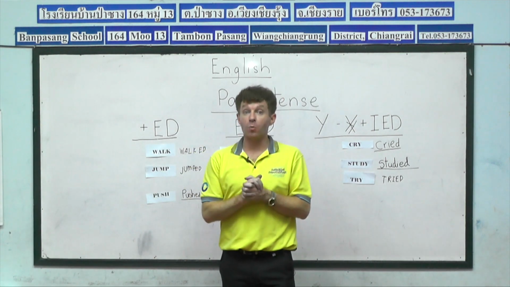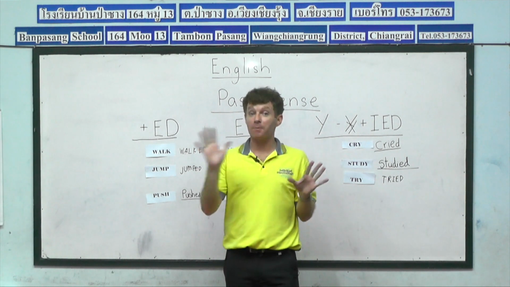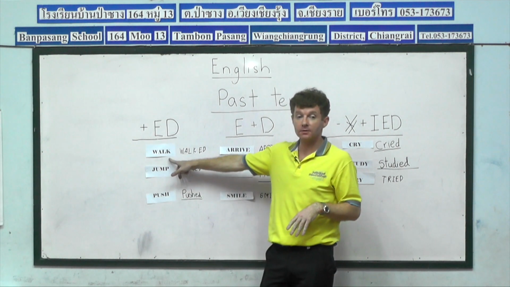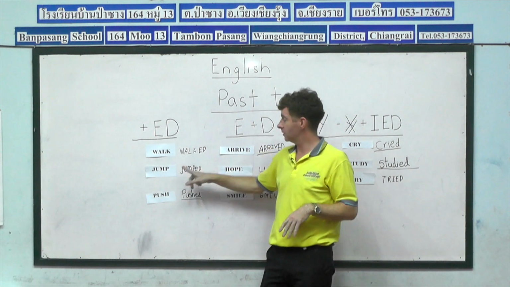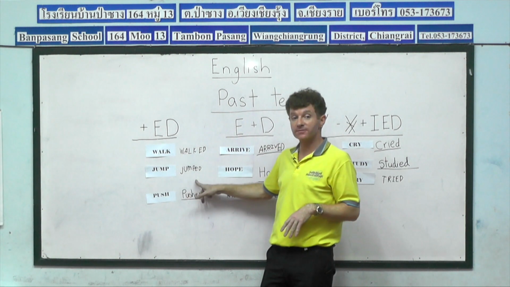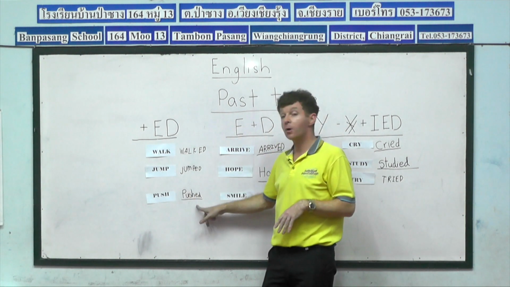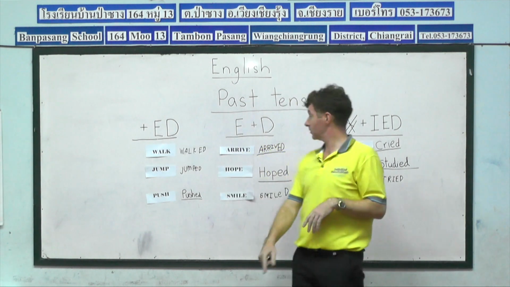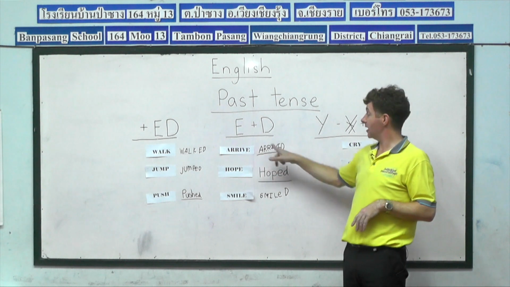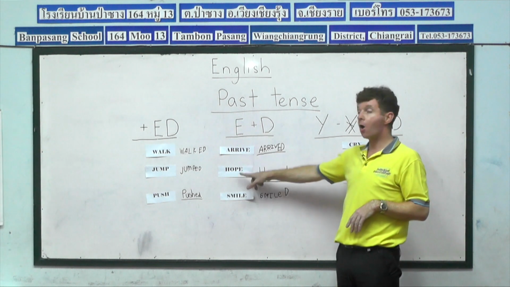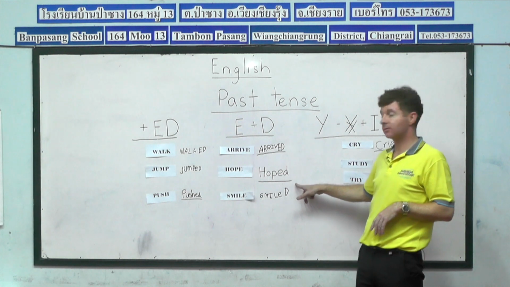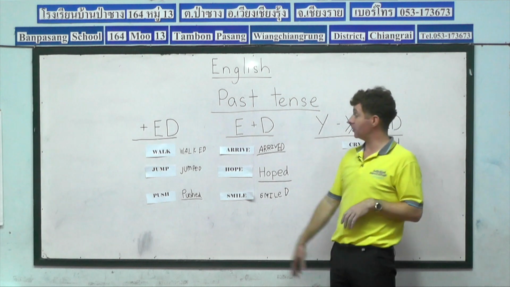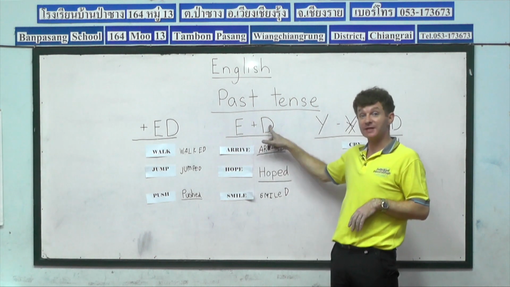So now we've got all our words on the board in present and past tense form. Let's practice speaking one more time. Walk, walked. Jump, jumped. Push, pushed. Rule number 1, plus ED. But then arrive, arrived. Hope, hoped. Smile, smiled. Rule number 2, if E's already there, just add D.